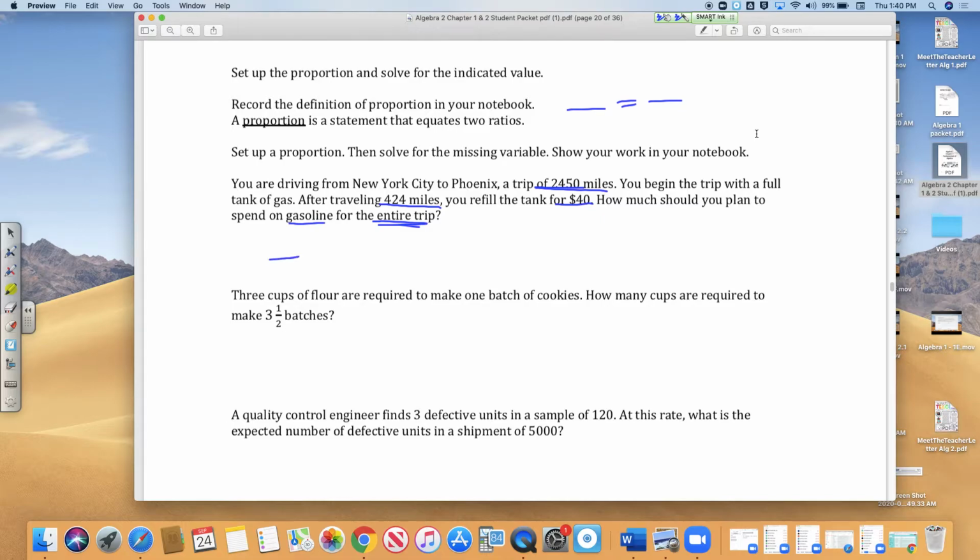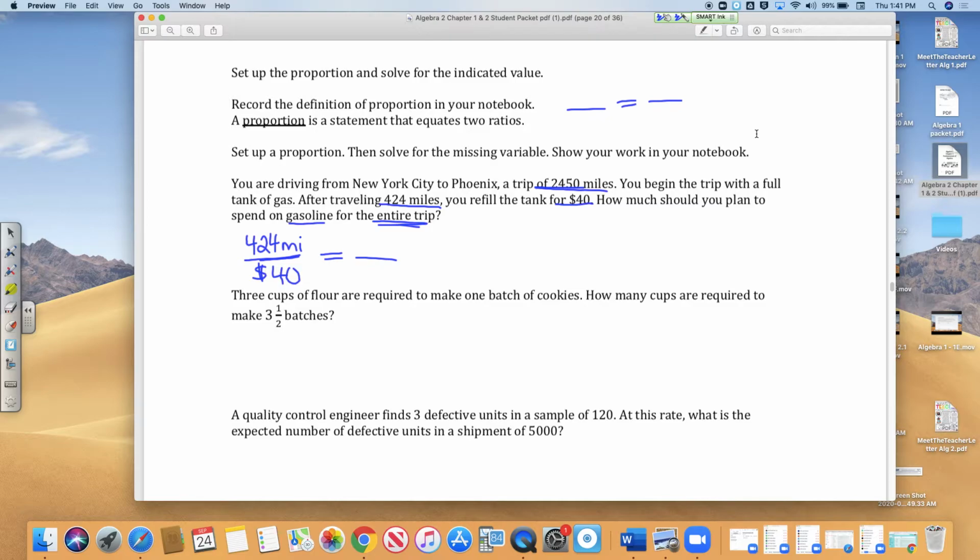So I'm going to set up my proportion, which is a fraction equals a fraction. There's a lot of different ways you can set up proportions, but here's what I do. I like to relate things that make sense together. Like for 424 miles, you spent $40 on gas. So I'm going to relate that in this fraction here. 424 miles costs $40 in gas.